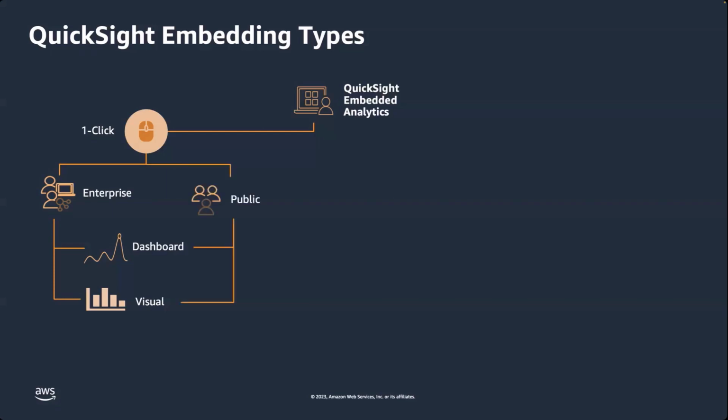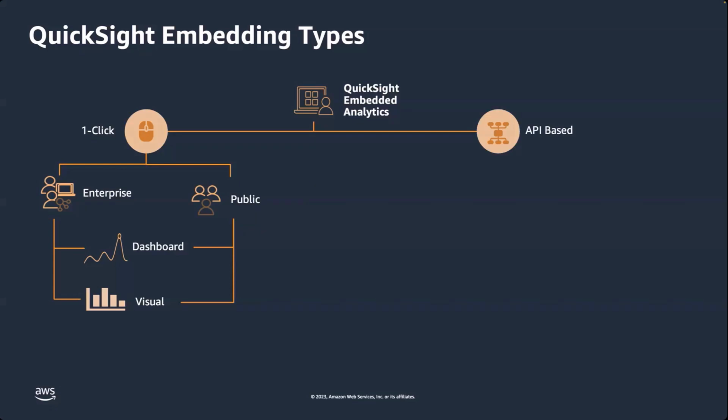Public embedding can be used to embed publicly shared dashboards or visuals in your public application, automatically granting access to anyone on the internet. For example, a local government website sharing a public dashboard containing COVID-19 data from within the community.